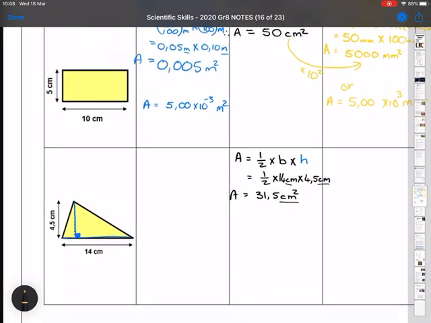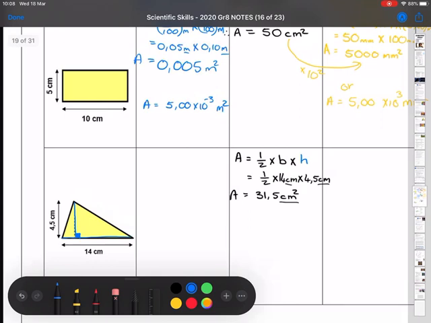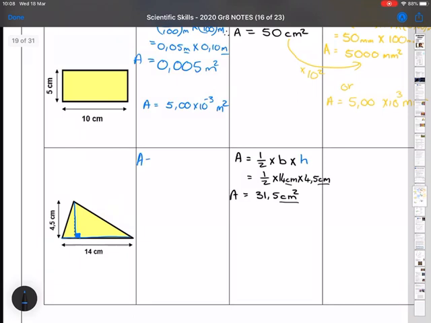Let's do the last one for the triangle. So before we start, write down your formula. Area of a triangle is half base times the perpendicular height. The base was 14 centimeters.